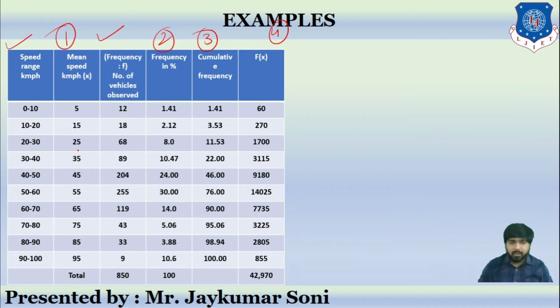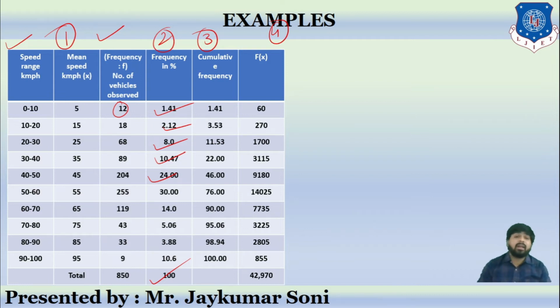First, the mean speed you can calculate on your own. Frequency you can calculate like this: if 850 vehicles are there and, say, 12 are traveling, then 1200 by 850 will give you the value of approximately 1.41. Then you can get 2.12 for this, 8, 10.47, 24, and this is how you can get this.